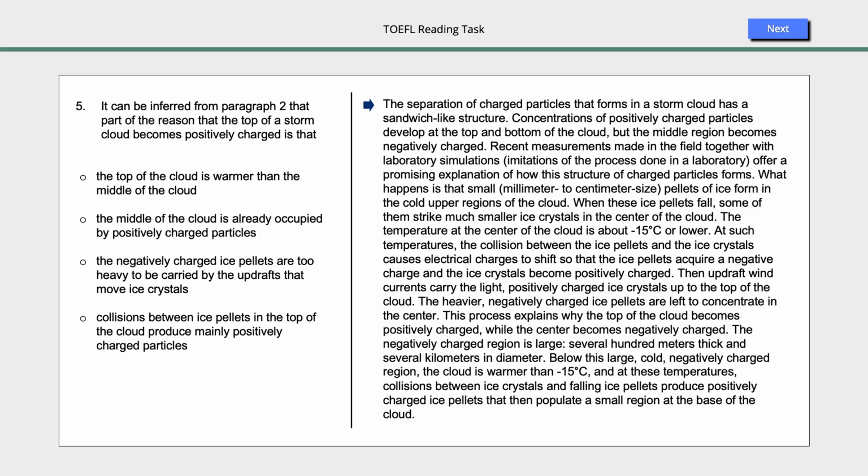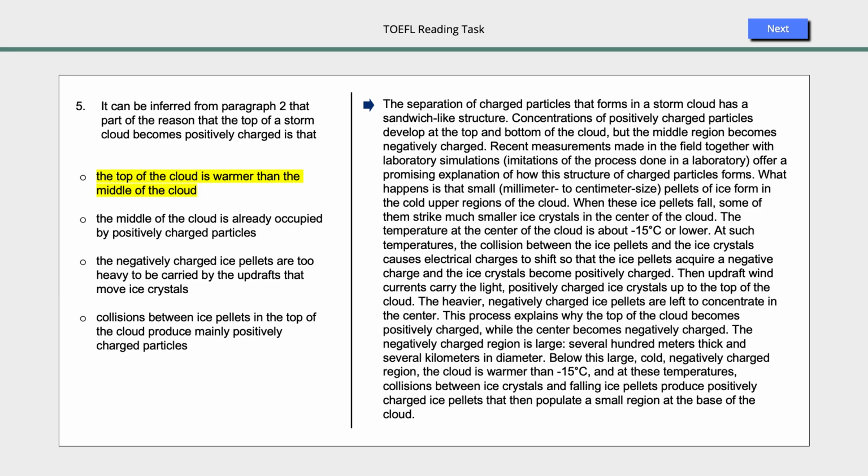Question 5 says, it can be inferred from paragraph 2 that part of the reason that the top of a storm cloud becomes positively charged is that. This is an inference question. It's asking what's implied by the passage rather than stated directly. The first option says, the top of the cloud is warmer than the middle of the cloud, but the passage talks about the cold upper regions of the cloud.